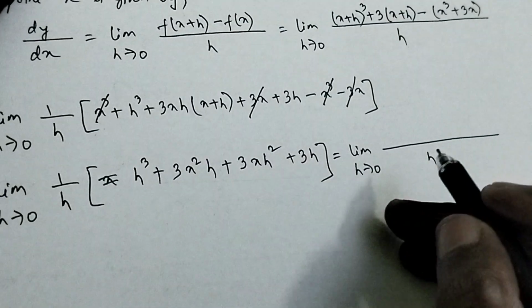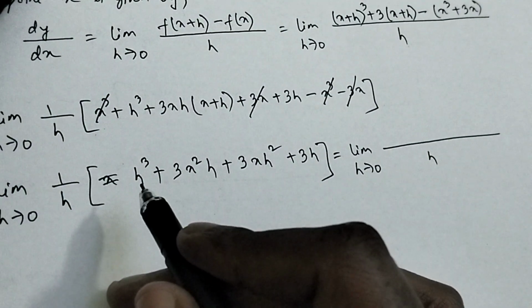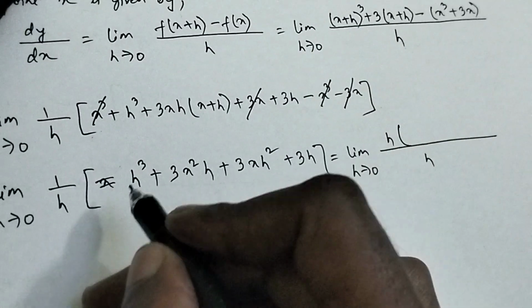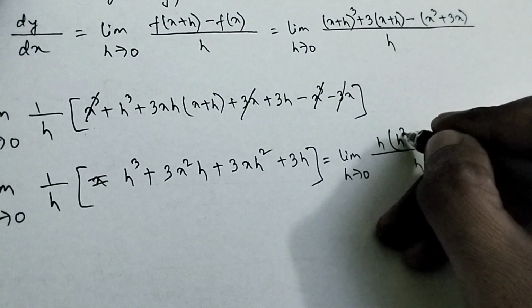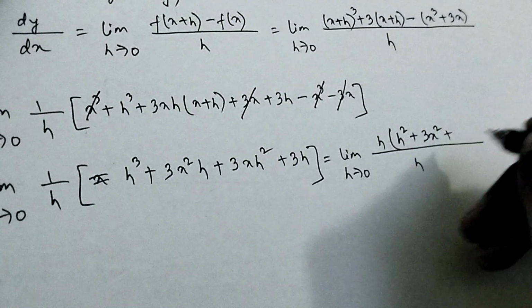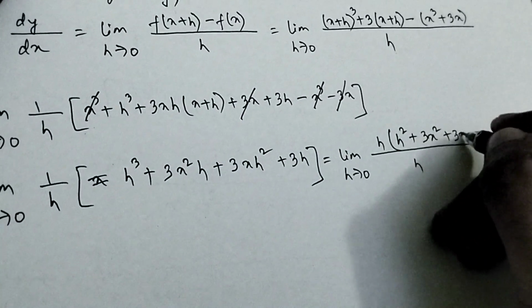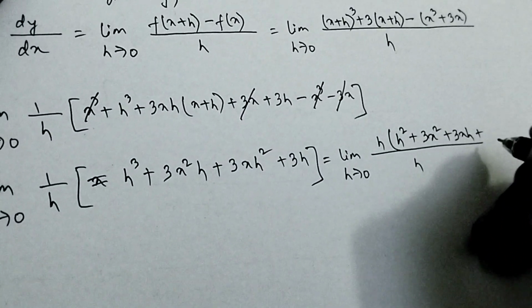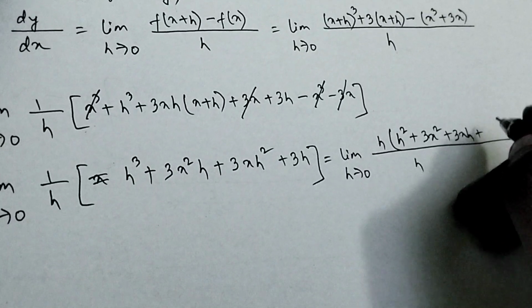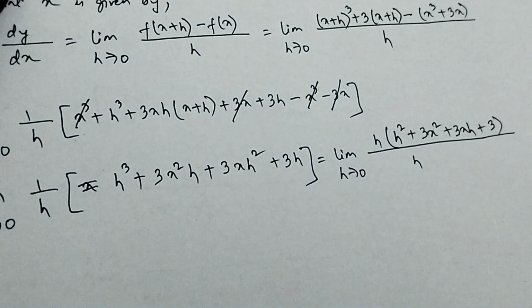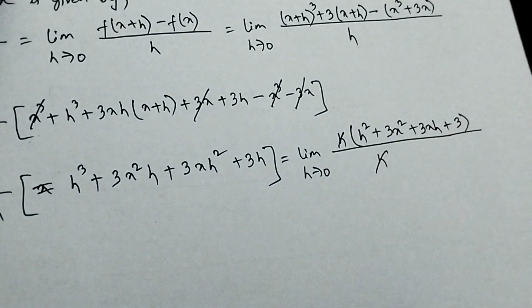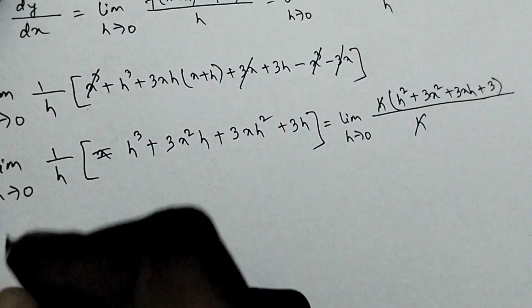So is equal to limit h tends to 0, in the numerator I can take h common: h square plus 3x square plus 3xh plus 3. Now h and h will get cancelled.